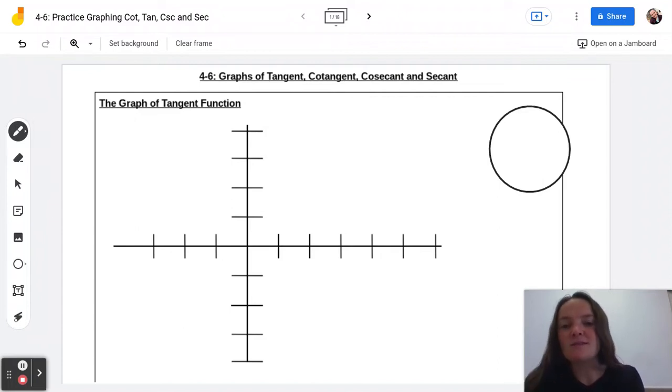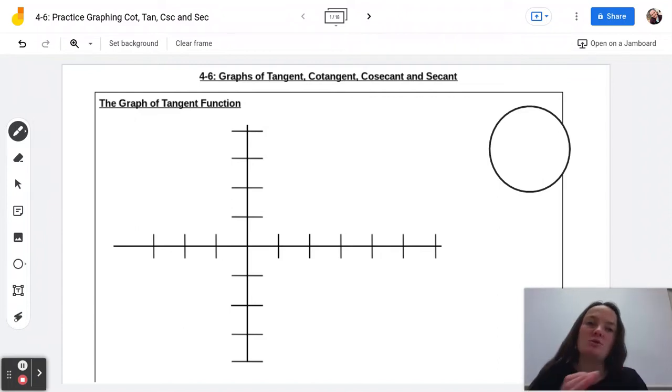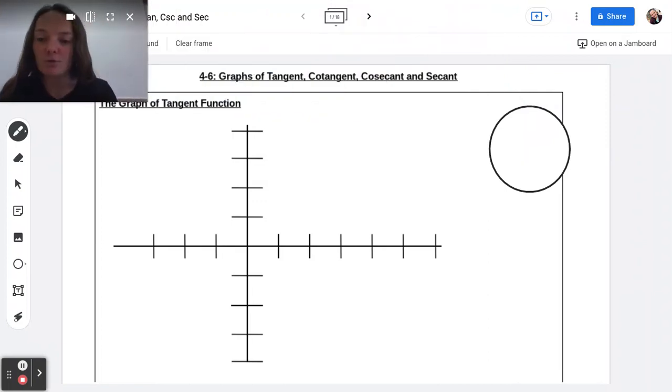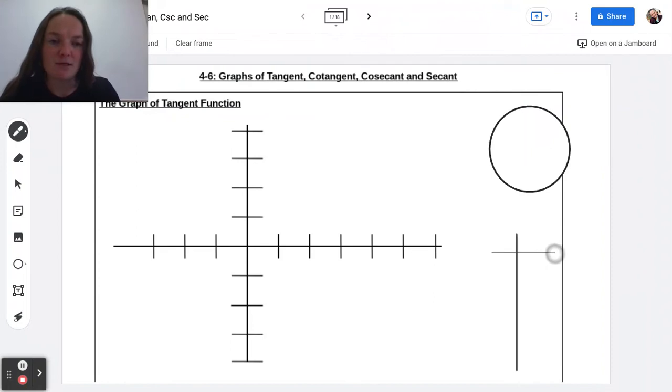All right, we're going to go ahead and start with the tangent function. So what I want you guys to do, if you have your unit circles, is go ahead and get them out. We're going to use them to make a table, just like we did with sine and cosine, to establish what tangent is going to be. We need to remember once again that tangent of theta is equal to the y value over the x value.